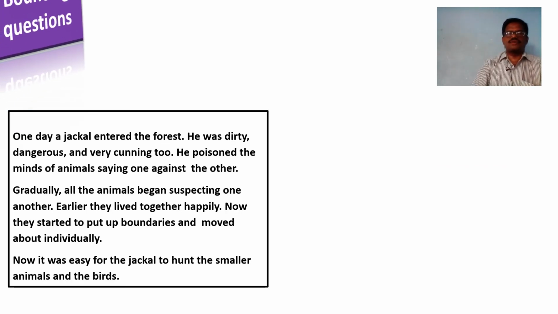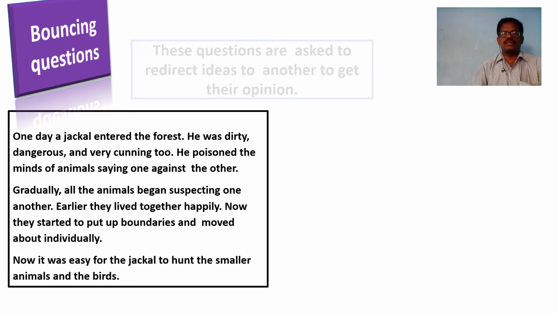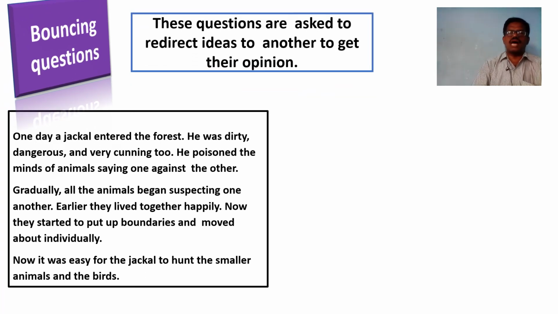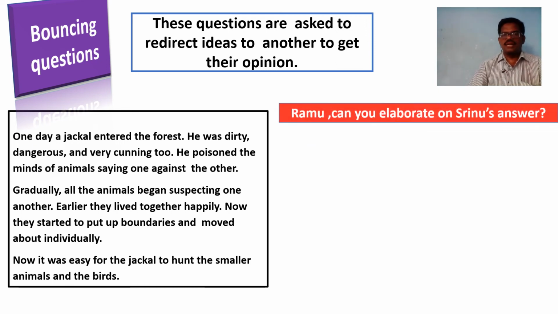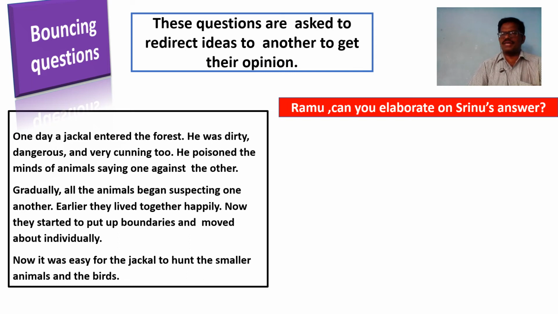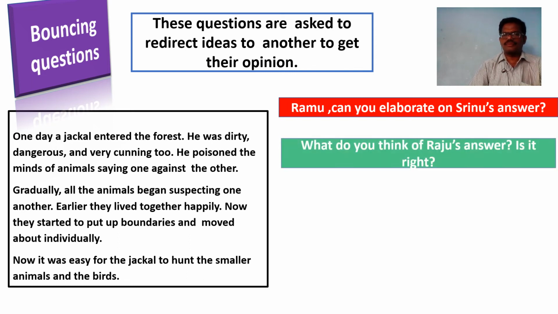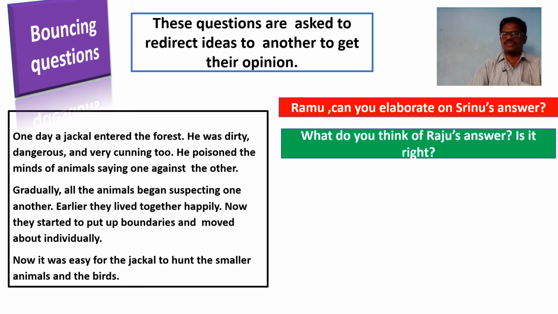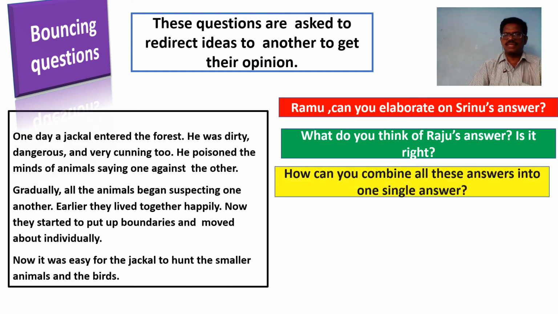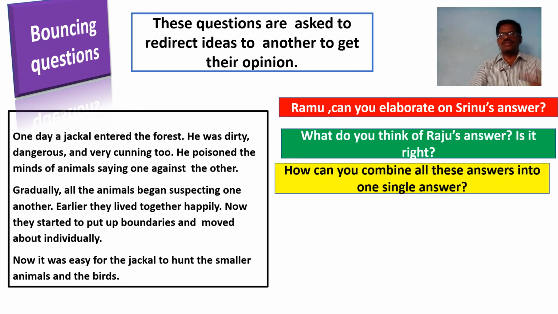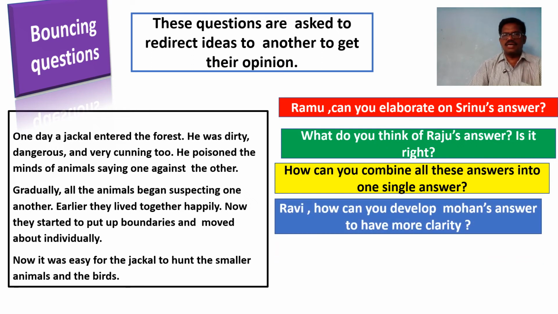Now another set of questions are bouncing questions. These questions are asked to redirect the ideas to another student to get their opinion in a clear-cut way. Ramu, can you elaborate on Srinu's answer? What do you think of Raju's answer? Is it right? How can you combine all these answers into one single answer? Ravi, how can you develop Mohan's answer to have more clarity?